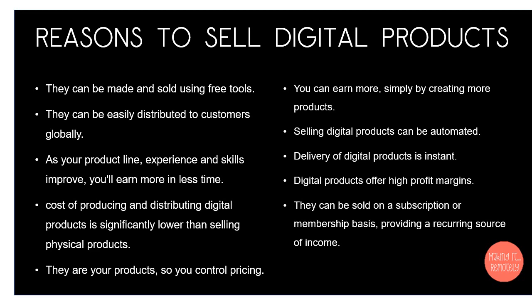And what you'll find is over time, as you start to create more products and you learn to package and promote, and that's the piece that a lot of people miss out on. So they create products, but they don't know how to package them. They don't know how to promote them. So selling digital products can also be automated. So what that means is while your automated system is selling and promoting, you can be doing other things.